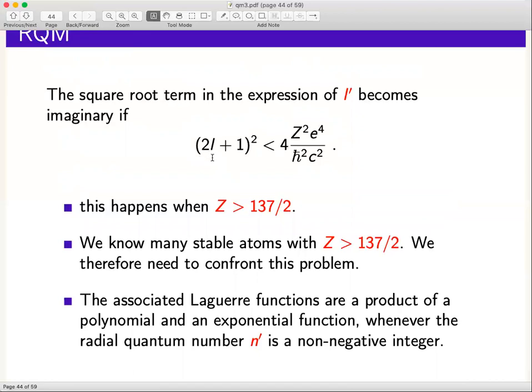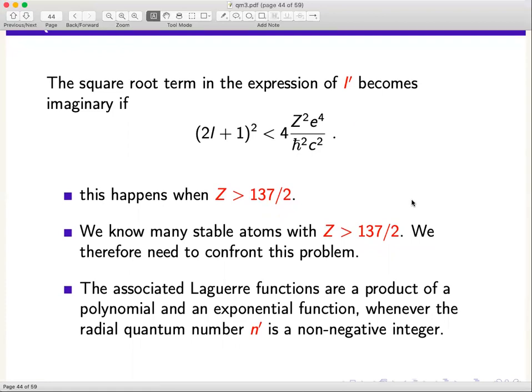Well, yes, that would have been a possibility, but that's not the way the spectrum is seen. For example, if you look at the cesium atom, it has an L equal to 0 state, and it is much heavier than 68. So that is the kind of problem that we get into.